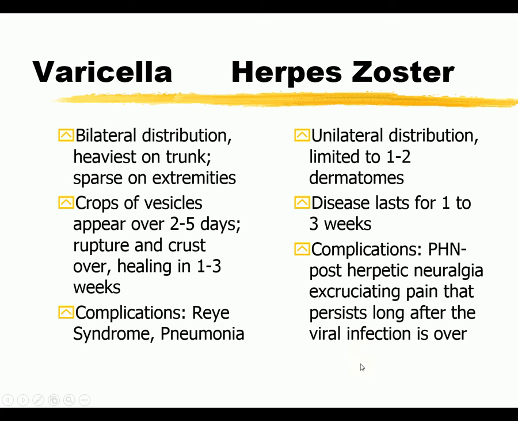With herpes zoster complications, the big thing is what's called PHN, which stands for post-herpetic neuralgia. Now, this is excruciating pain that persists long after the viral infection is over. In fact, it can be so debilitating in the elderly that it can become a leading cause of suicide in chronic pain sufferers, especially those over 70. There are some medications out there that can help. And there are some newer meds out there with shingles.